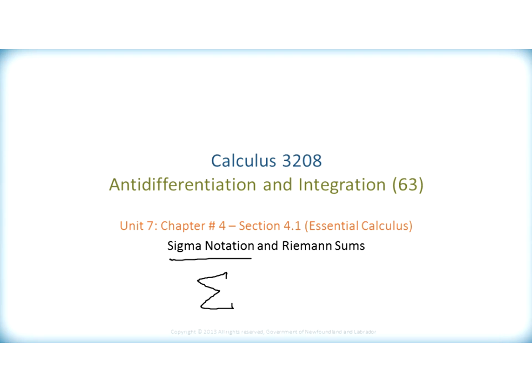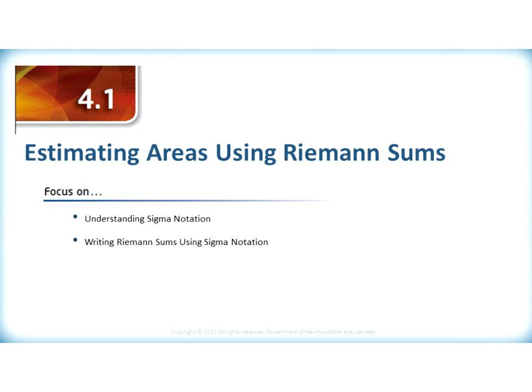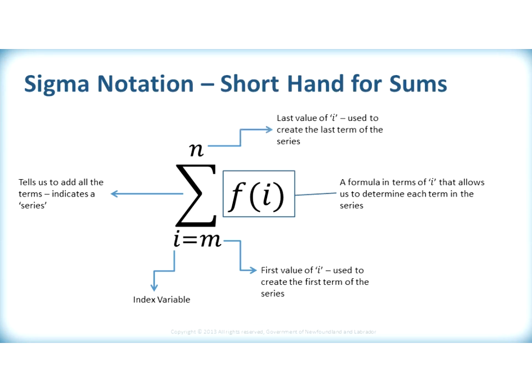Well, as we're going to see, sigma, this notation that we have, is just a more convenient or concise way to write out a sum. It's just a fancy notation, so we don't have to write out all the terms if we want to imply a sum. And then we're going to learn how to write Riemann sums using sigma notation. All right, let's get started.